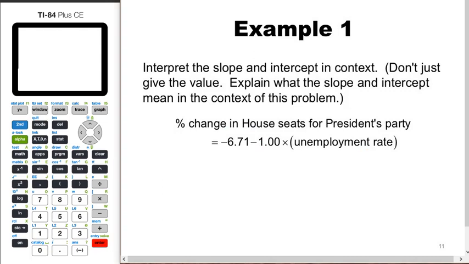The other number, the -1, basically means that every time the unemployment rate increases by 1, the percent change decreases by 1%. So for every 1% increase in the unemployment rate, the percent change in the House is -1% for the President's Party.